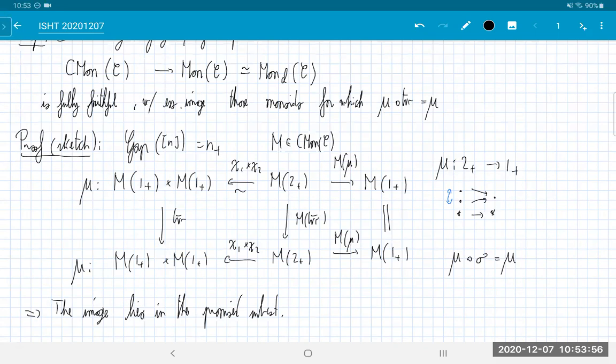This shouldn't be very surprising, but this mu, in fact, is, if you want, m upper star, where m was this map from 1 to 2 that I used to get the multiplication the other time. So that's why this multiplication is the m of mu.